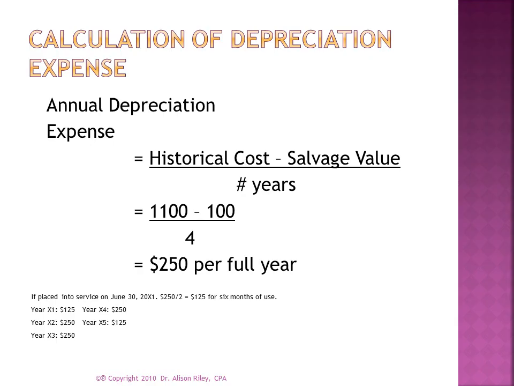Much of the time, productive assets are not put into use on the first day of the accounting year, so the first and last years of the asset's life will show partial year amounts. For example, if this asset were placed into service on June 30th, only $125 of depreciation expense would be recorded on the financial statements for the first calendar year of its use. For years 2 through 4, the expense will be $250 each year, and for the 5th year the expense will once again be $125.